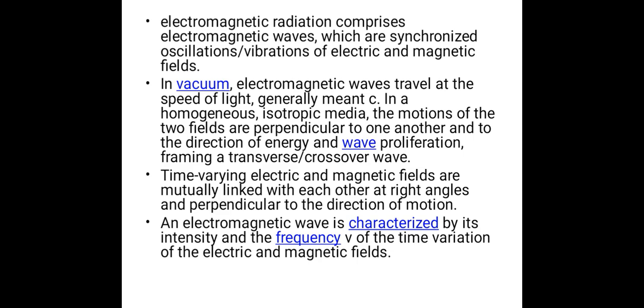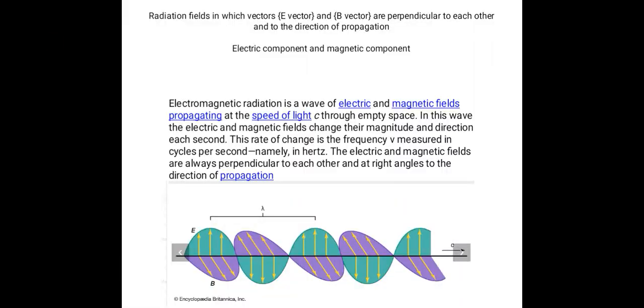So electromagnetic radiation is a wave of electric and magnetic field propagating at the speed of light, c, through empty space. So there will be electric component and magnetic component. In this wave, the electric and magnetic fields change their magnitude and direction each second. This rate of change is the frequency measured in cycles per second, namely in hertz. The electric and magnetic fields are always perpendicular to each other and at right angles to the direction of propagation.